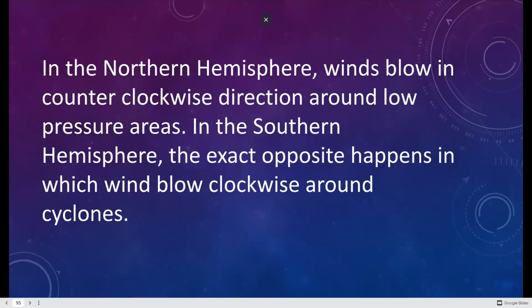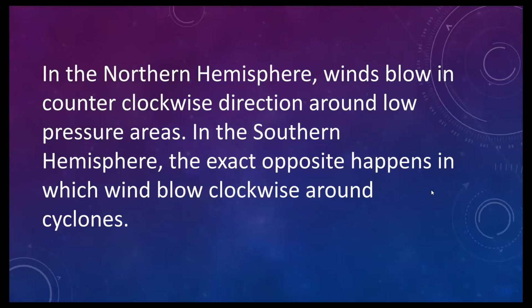In the northern hemisphere, wind blows in a counterclockwise direction around a low pressure area. Counterclockwise, baliktad. In the southern hemisphere, the exact opposite happens, in which the wind blows in a clockwise direction, okay, around cyclones. Again, the northern part is counterclockwise, the lower part is clockwise.